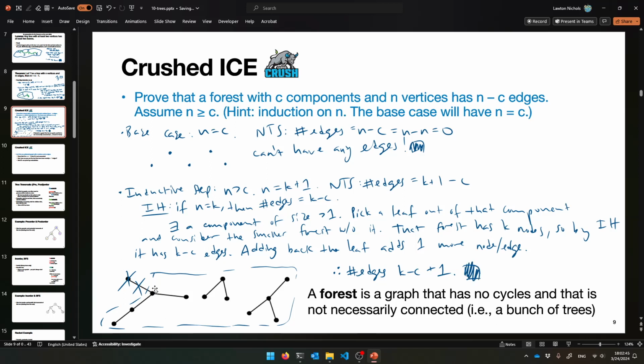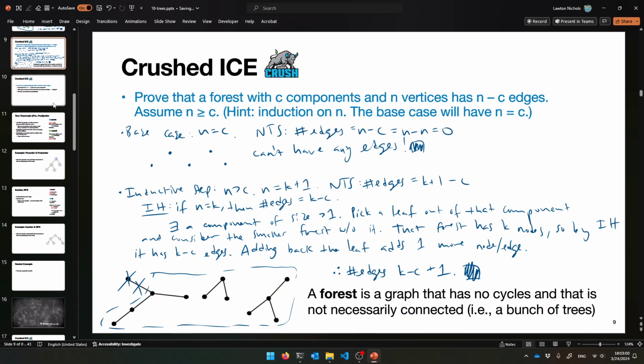Did you see that one? It was kind of weird that you have to pick an arbitrary component with at least 2 edges. That was the hard part, but after that it really was the same kind of proof. See that? That's pretty cool. All right, a couple more tricks up my sleeve.